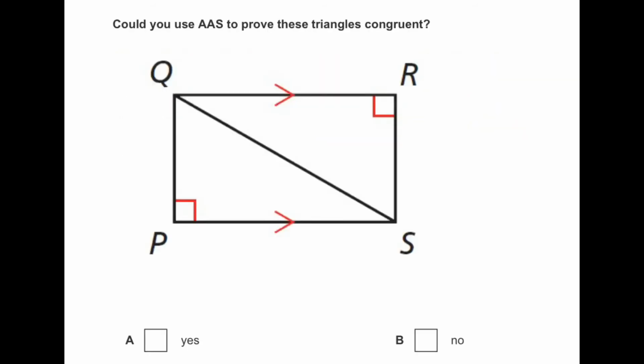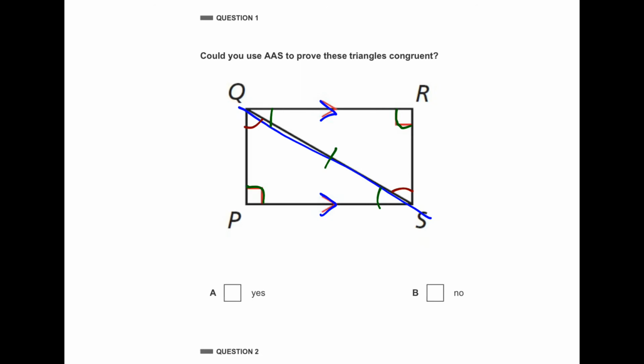Could you use angle, angle, side? Well, the key here is these parallel marks, and that tells us that QS is a transversal, and then remember that alternate interior angles do correspond. So we have some matching angle relationships here. We also have the right angles in the corners. So do we have two angles in a row, and then QS is equal to itself? So the answer is yes, we could use this shortcut.